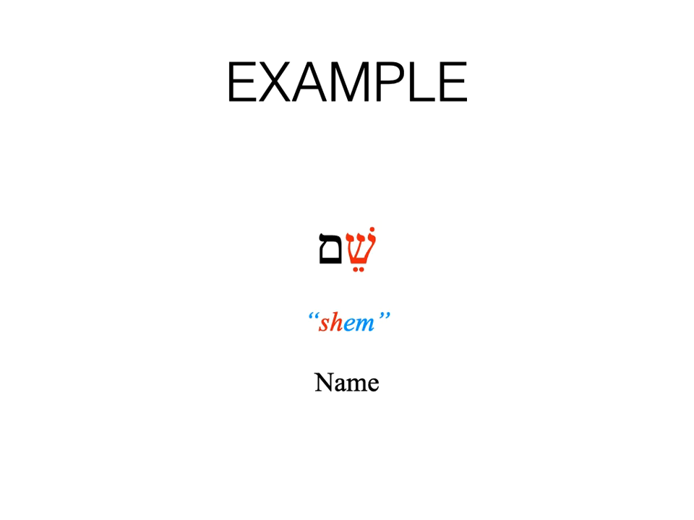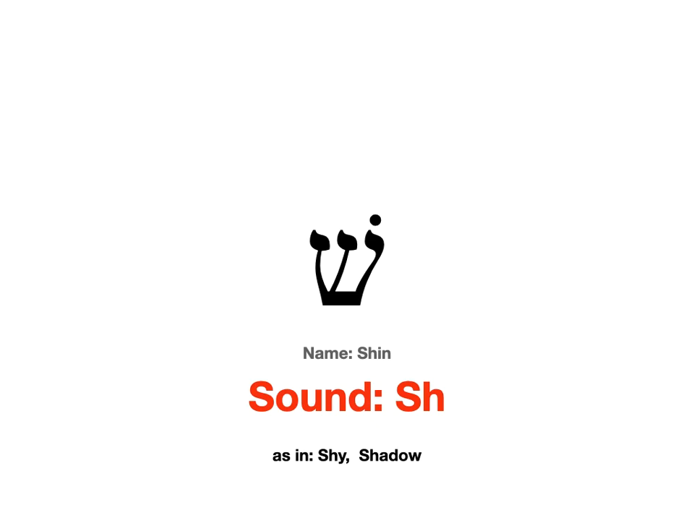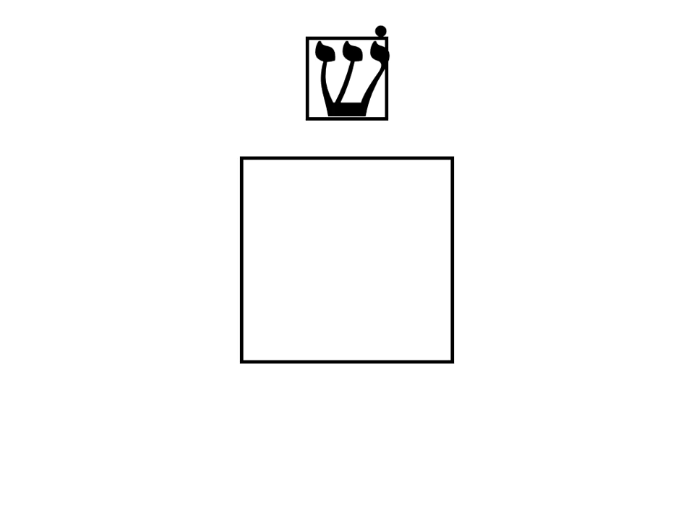Now, one way to remember this, there is a fun little saying: sin is never right. Okay, sin is wrong, or sin is on the left. So when you have the dot on the left, that is an s. When you have it on the right, it's sh. So sin is never right. Sin is wrong.